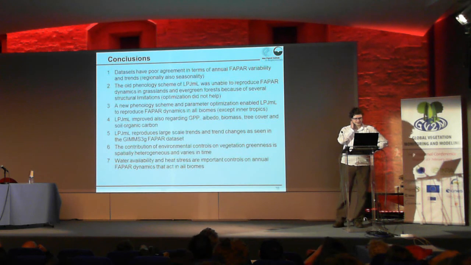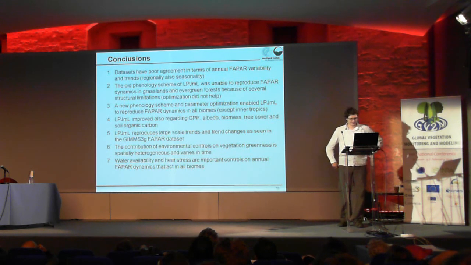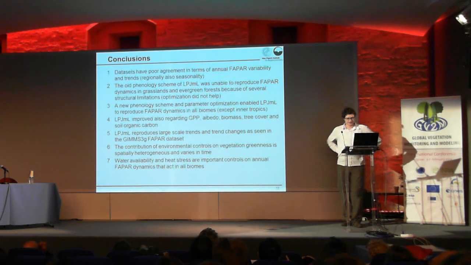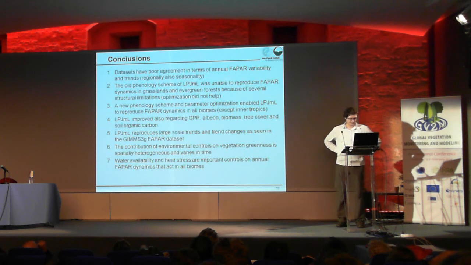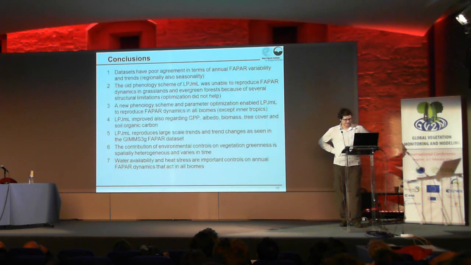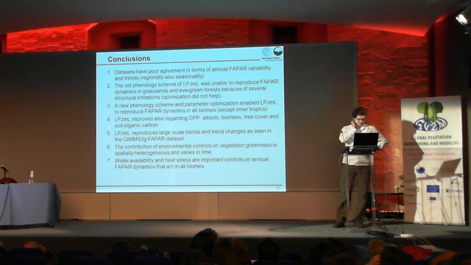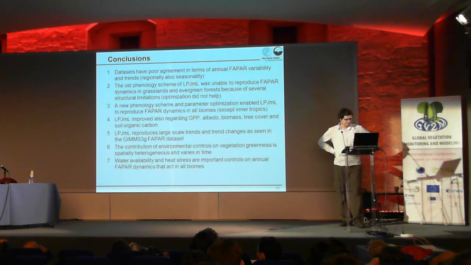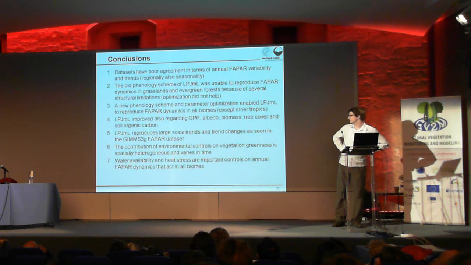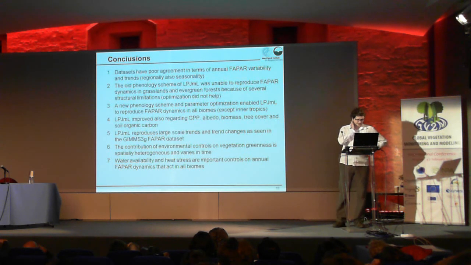And the previous model was not able to reproduce the vegetation dynamics, especially in grasslands and in forests, because there are several structural limitations, and also optimization did not help. With the new phenology scheme based on the growing season index concept, we were able to reproduce the vegetation dynamics much better in many biomes. Also, the model was improved regarding GPP, albedo, and also biomass, tree cover, and soil carbon, which are ones not shown here in this presentation.